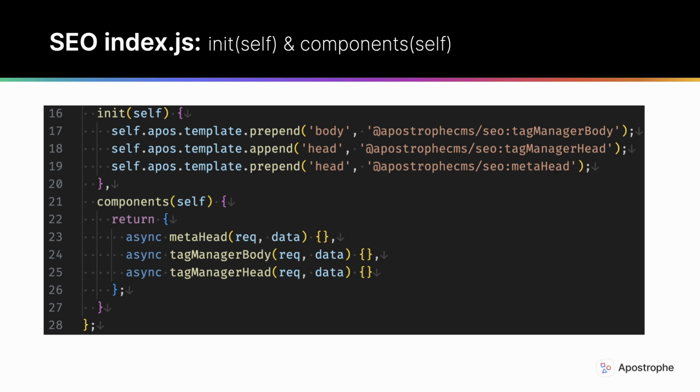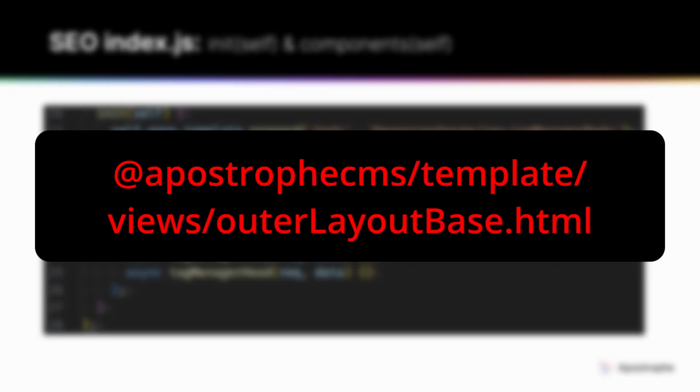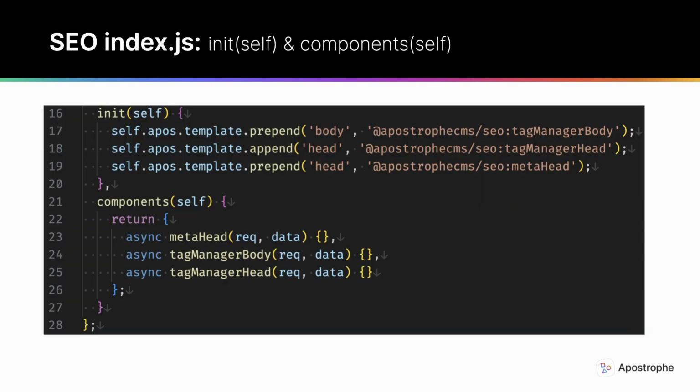From within the initSelf function, the module takes advantage of the prepend and append functions exposed by the @CMS template module. These functions specify where additional content can be added to the @CMS template view's outer layout base.html file. You can examine this file to see where these injection points are with respect to the blocks that we covered in the Creating Pages tutorial. With these two methods, we are inserting the templates registered by the components method into the base layout file.